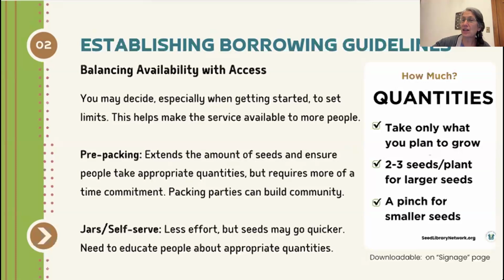So we have some posters that you can download. And once again, if you have Canva, you can go on and actually take them and do your own branding. So you've got the general template and you can redesign it. But basically, you want to educate people. If people are taking stuff for themselves, take only what you plan on growing, 2 to 3 seeds for every larger plant, like a squash or a fava bean or a bean, and like a pinch of smaller stuff. So once again, that education piece is a really big piece if you are letting people self-select, because otherwise, as we know, people can take a lot and then all of a sudden everything's gone really quickly.